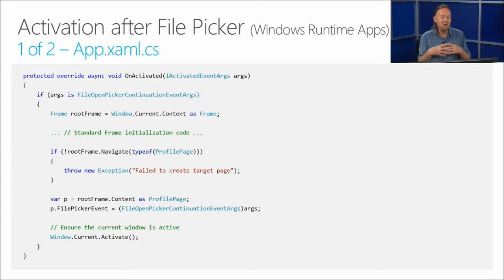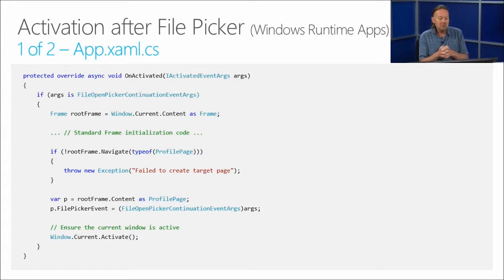So we do our normal initialization code because we might be coming back from terminated, so we might have to create the frame all over and all this kind of stuff. And then when we've done all that standard boilerplate initialization code, we then navigate to the page where we initiated that file open picker from, back to the same page where we were before we got suspended, which in this case is a page called ProfilePage.